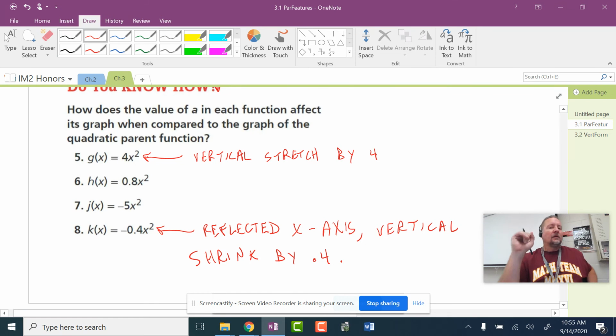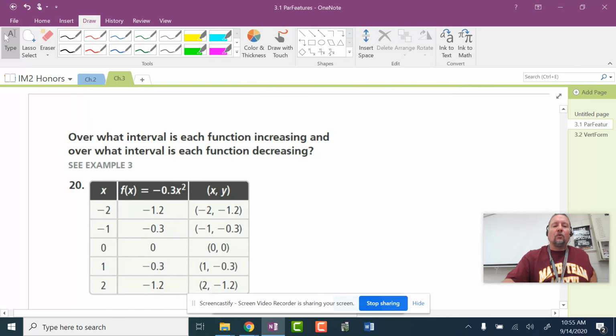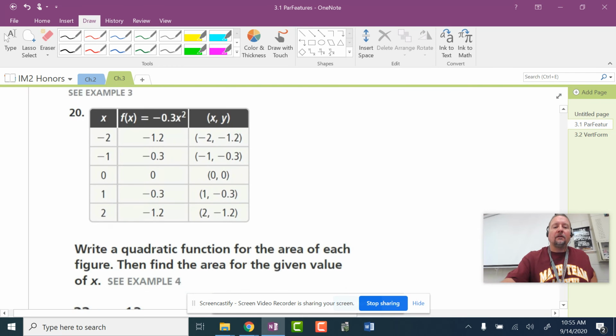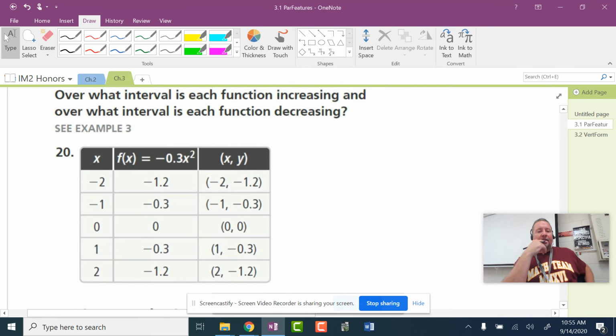Very simple assignment, just understanding that stuff. We'll get into something more complicated. And then I just wanted you to be able to read a table correctly and actually analyze that equation with this increasing and decreasing stuff.